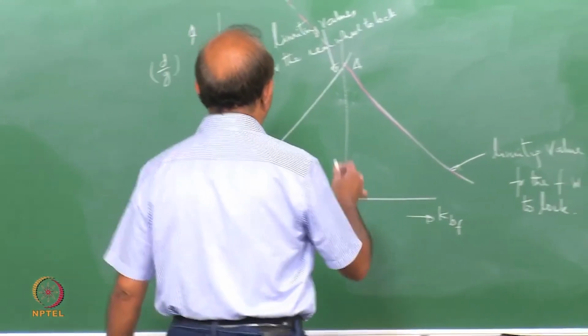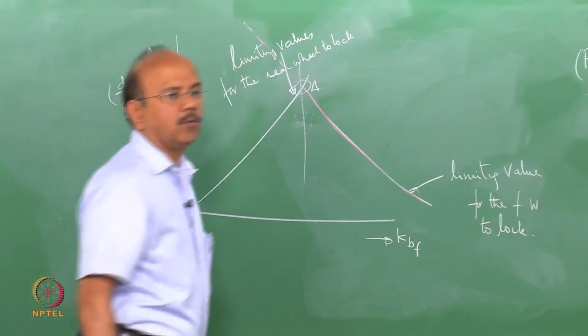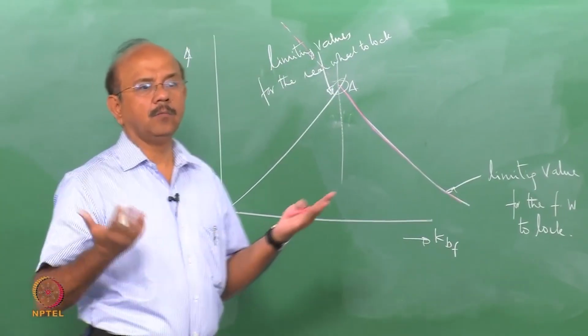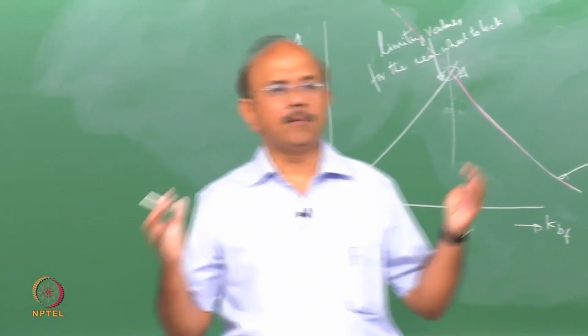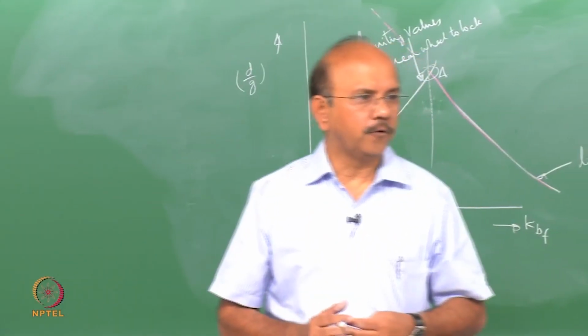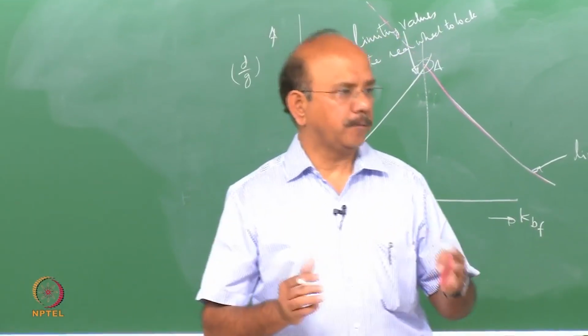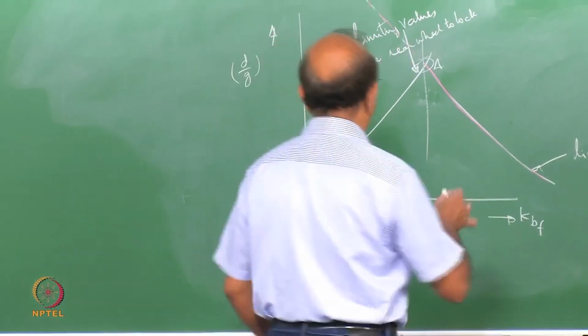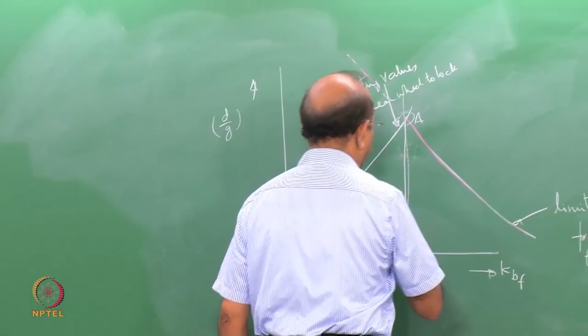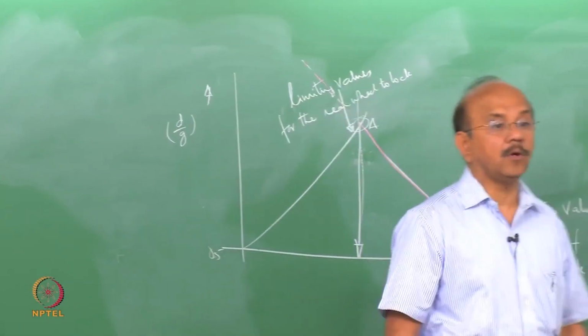So at point A, what would happen? Both wheels will lock. That's the ideal condition. I have used all my braking force optimally when both wheels lock. So that would be the ratio at which both wheels will lock.